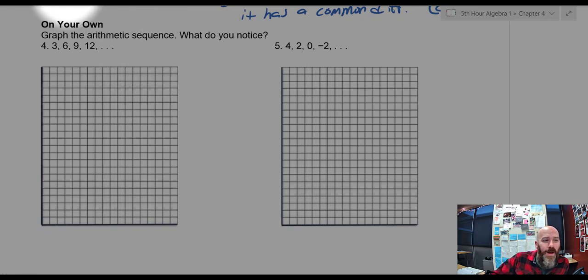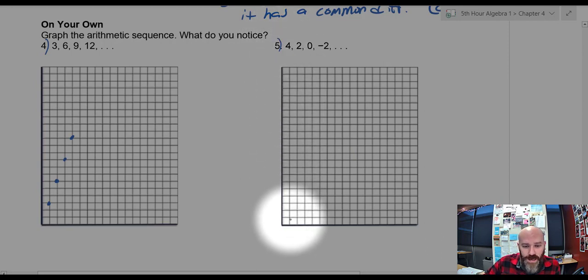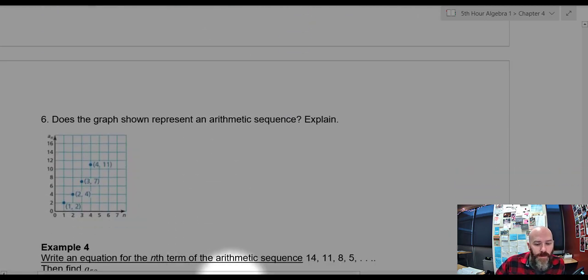All right, welcome back. Graphing these next ones. This is question number 4, so this would be 1 comma 3, 2 comma 6, 3 comma 9, 4 comma 12. This next one, this question number 5, is 1 comma 4, 2 comma 2, 3 comma 0, 4 comma -2. Oops, I probably should have done an XY axis there, but that's what it would look like. All right, and then on your own, number 6.